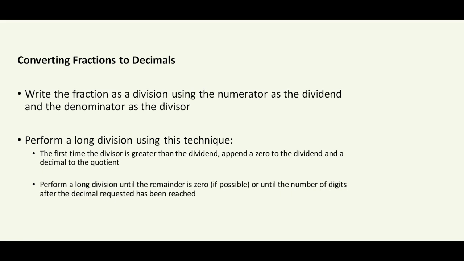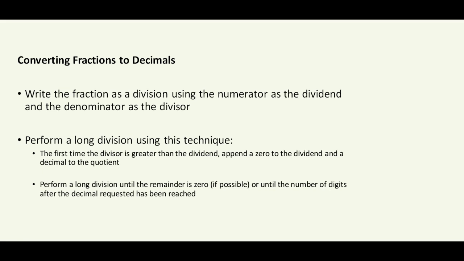Now we're going to convert fractions to decimals. We're going to write the fraction as a division using the numerator as the dividend and the denominator as the divisor. Then we're going to perform a long division using this technique. The first time the divisor is greater than the dividend, we're going to append a 0 to the dividend and then a decimal to the quotient, and we're going to perform the long division until the remainder is either 0 or a specific number of digits after the decimal requested has been reached.